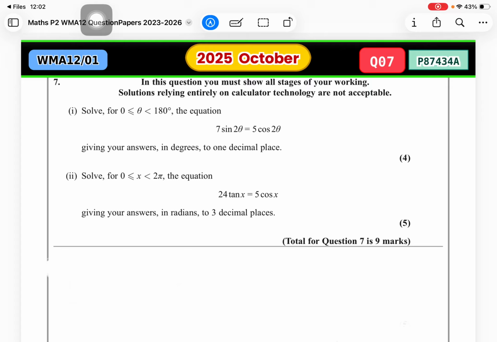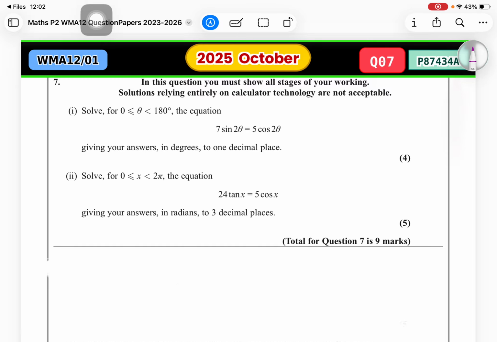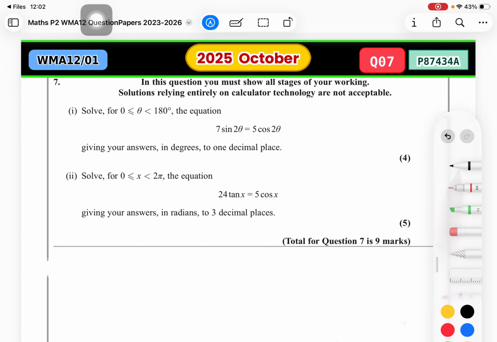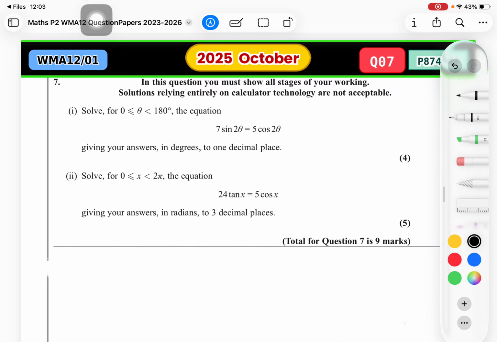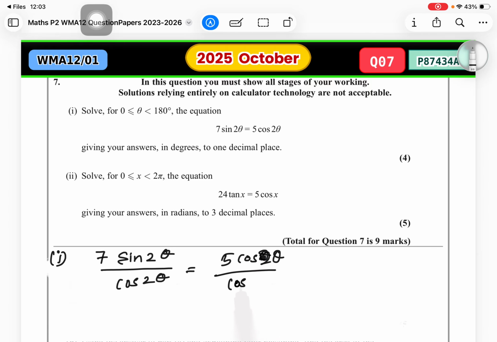So in this question, we have to give the answers to one decimal place. So we have that. Equation 1 would be 7 sin 2 theta. If we divide it by cos 2 theta, it will be 5 cos 2 theta divided by cos 2 theta.